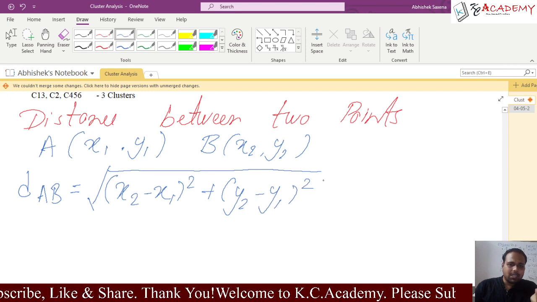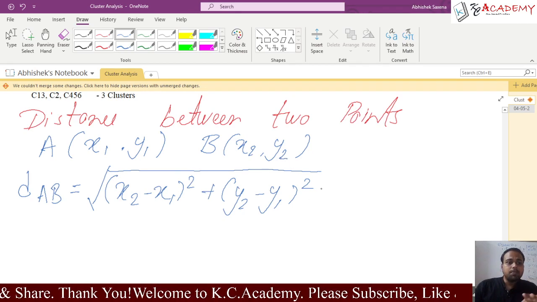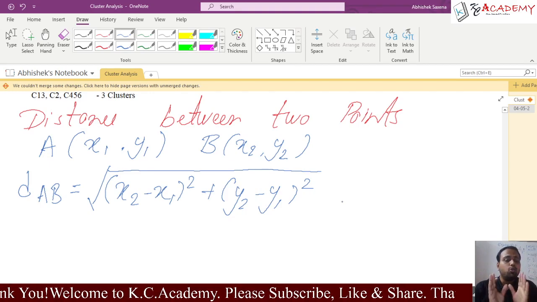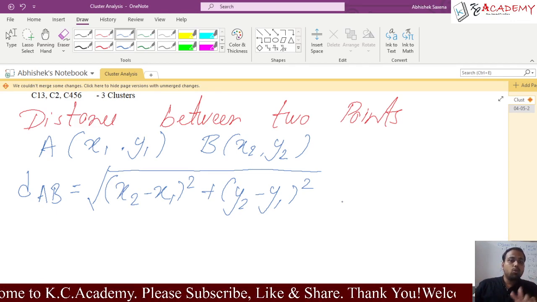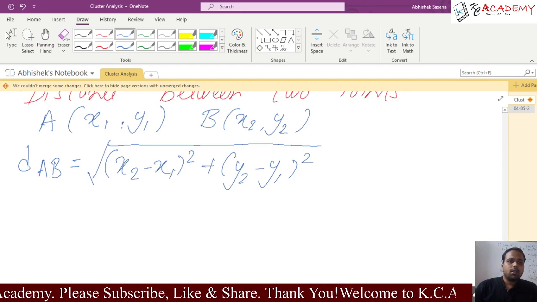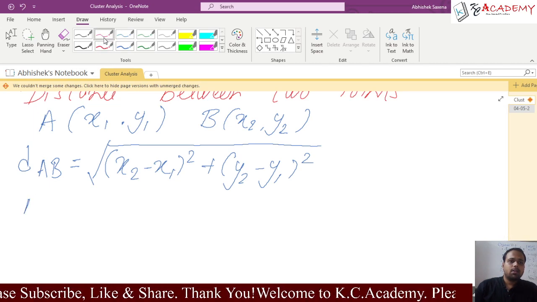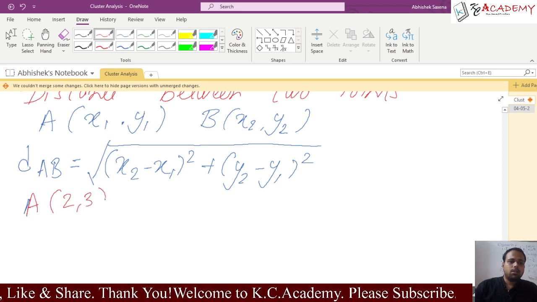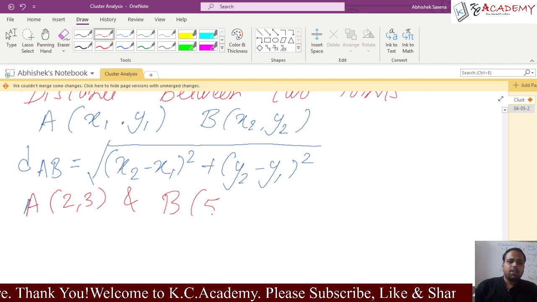This formula we had studied in 10th class or something. So using this formula we have to find the distance. Remember, we can find distance between 2 points, we cannot find distance between more than 2 points using this formula, because we are using 2 coordinates. So we'll take one example so that the idea is clear. Like here I will take A 2 comma 3 and another point B 5 comma 1.